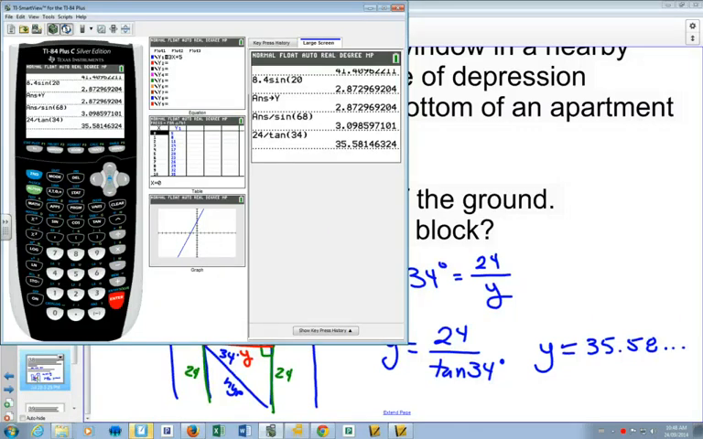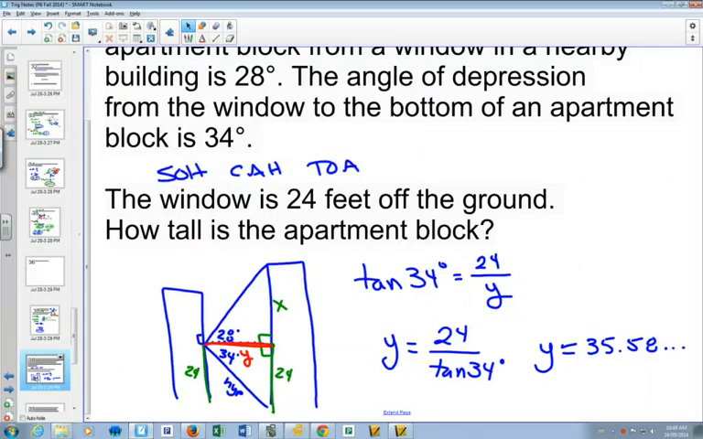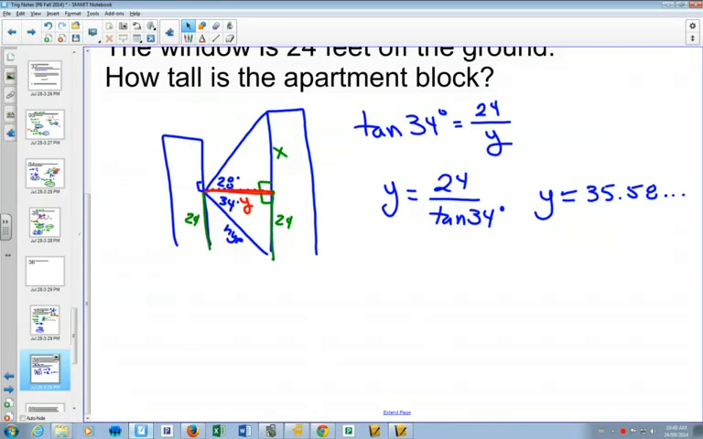And now we can look back at our triangle. Now that we've found y, we have enough information in the top triangle to solve the rest. So I know that this y is 35.58. I've got a 28 degrees. On this triangle, this is my hypotenuse. I want to find x. What would x be? Opposite, adjacent, or hypotenuse? Opposite, because it's opposite to 28. What do I know? I know the adjacent. Sine, cos, or tan? I'm going to use tan again.